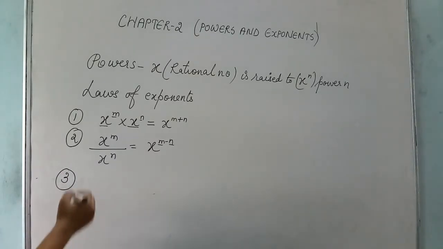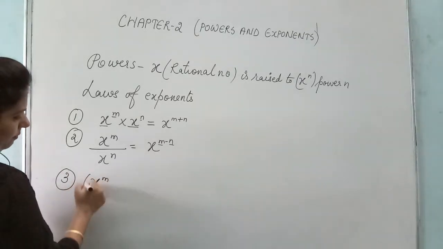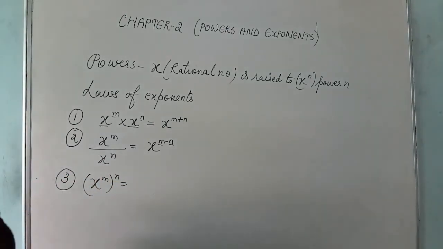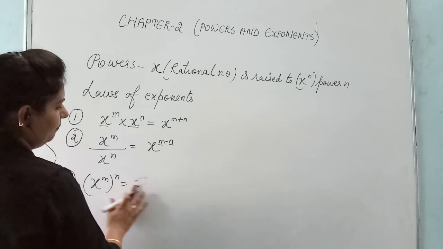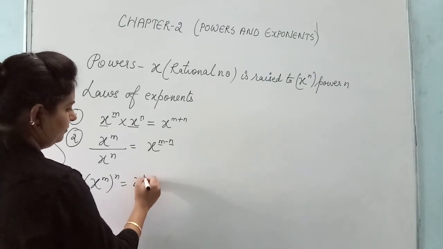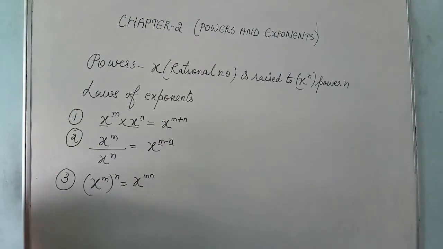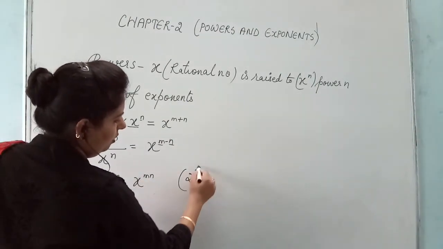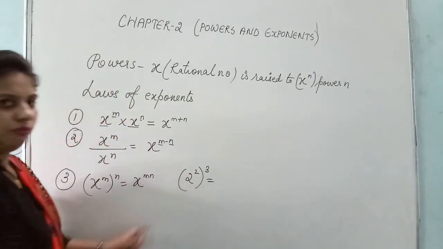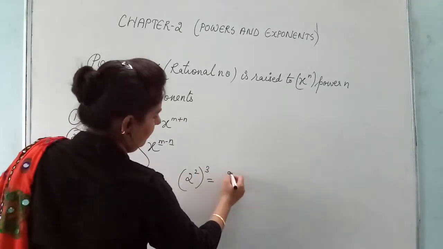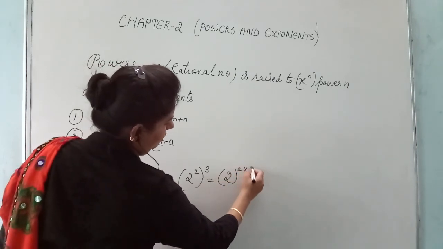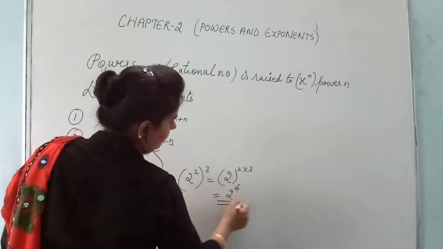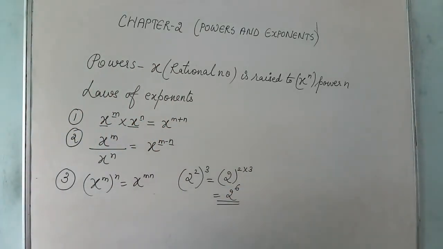Law number third, (x^m)^n means double powers are given. So what we will do? We will multiply those powers. Suppose let us take an example. 2 raised to the power 2 whole power 3. So what we can do here? We can multiply both the powers. It will be 2 raised to the power 2 into 3. It will be 2 raised to the power 6. This will be the answer.